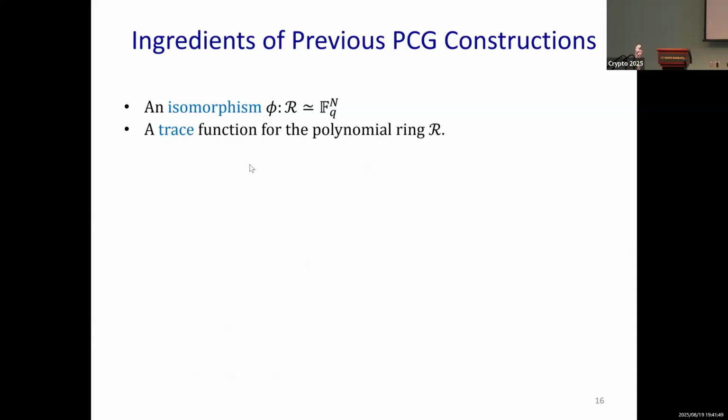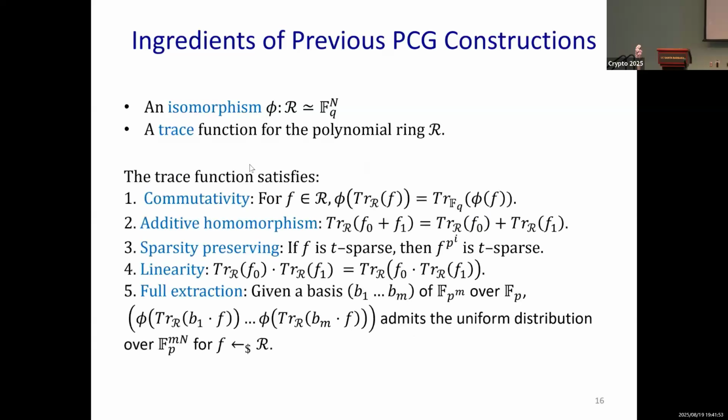Now we briefly summarize the requirements of previous PCG constructions. First, they require an isomorphism between the polynomial ring and the vector of the target ring or field. And also a trace function for the polynomial. And also the trace function is required to satisfy some properties.